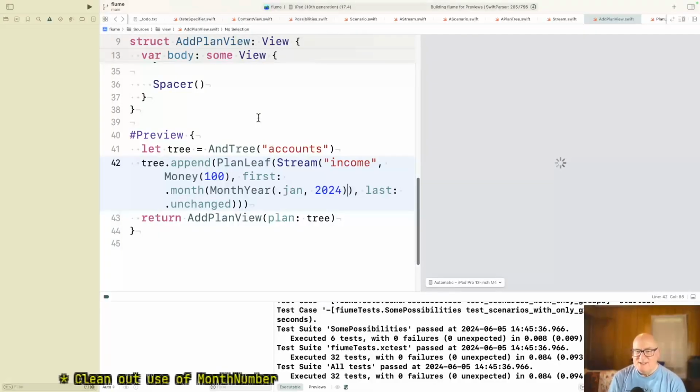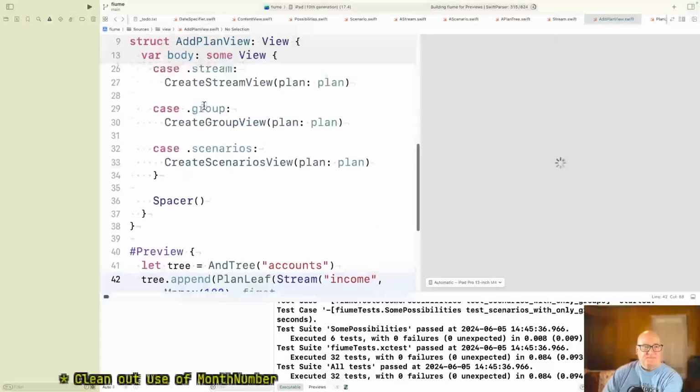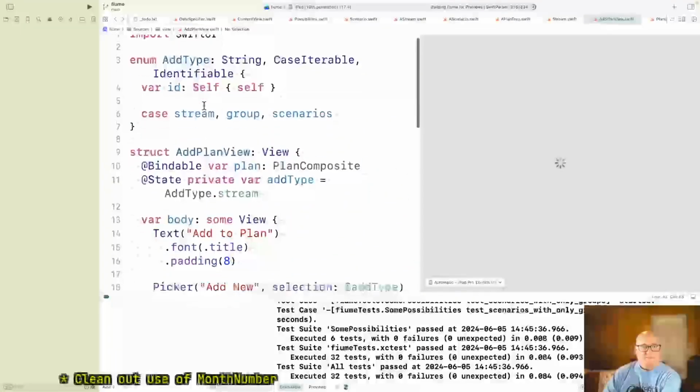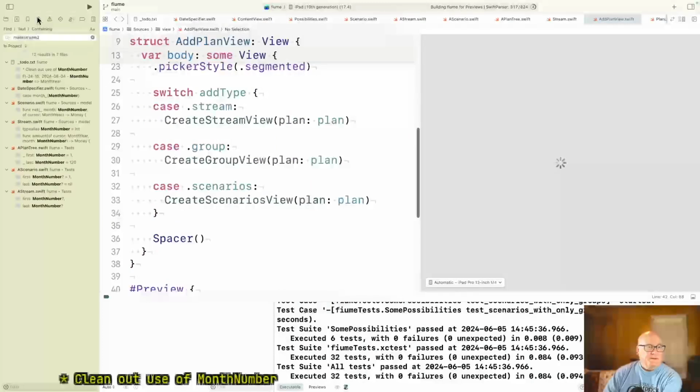iPad Pro 13-inch M4 would be nice. I'm sure I'm emulating it at much slower speeds. Let's see the others.